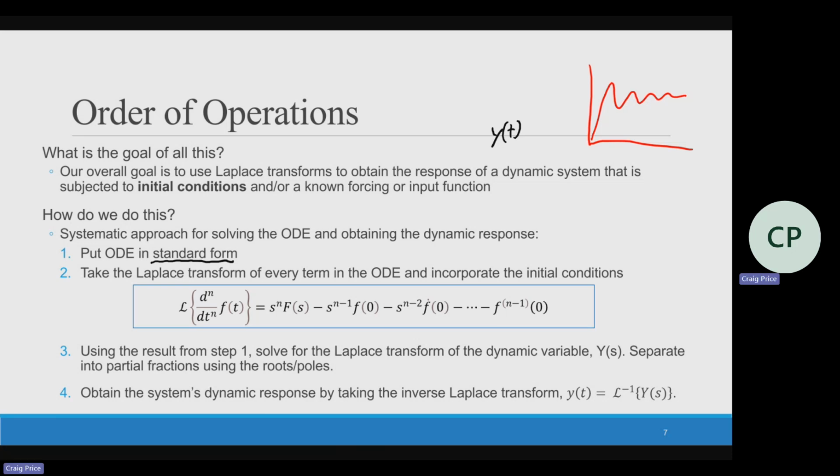Now, there are a lot of steps to this. We're going to go through it today. That's what today's class is all about. We already know standard form, so I'm going to start with step 2. Then we're going to do an example problem. We're going to look at how to use partial fractions, and we're going to work our way to the end. Okay?